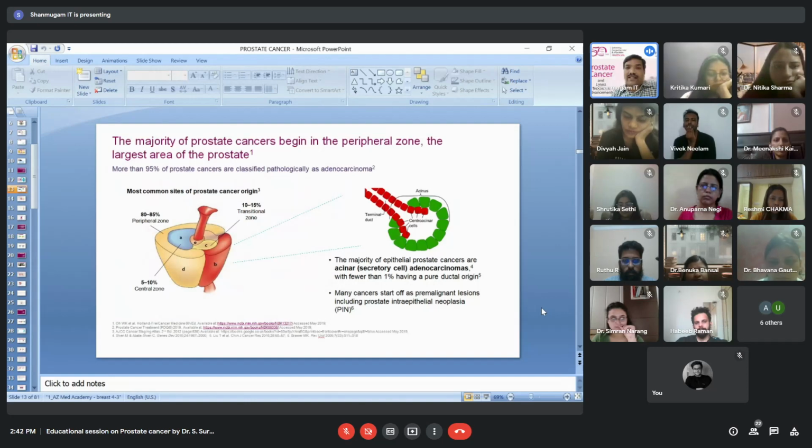As we earlier discussed, the majority of prostate cancers begin in the peripheral zone and slowly increase in size. Most of them are in the peripheral zone, but we can still have 10 to 15% in the transitional zone and less than 10% in the central zone. Most cancers start off as pre-malignant lesions, including prostatic intraepithelial neoplasia, but it is very hard for us to identify PIN, unlike CIN, cervical intraepithelial neoplasia, because for CIN we have an easy pap smear, whereas for PIN it is very difficult.